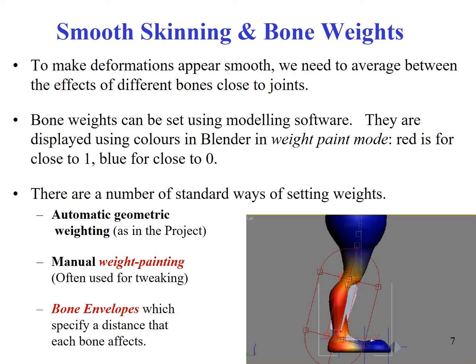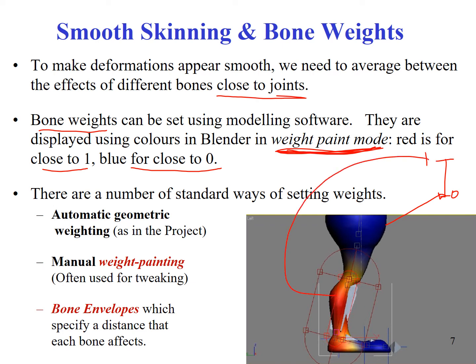Smooth skinning and bone weights. To make deformations appear smooth, we need to average between the effects of different bones close to the joints. Bone weights can be set using modeling software. This is very difficult to do manually, so you'll have to use modeling software such as Blender to determine the bone weights. They are displayed using colors in Blender in weight paint mode. If you select weight paint mode, you will see colors on the skin. Red is close to 1 and blue is close to 0. So it's basically a heat map, from 0 where you have blue to 1 where you have red.